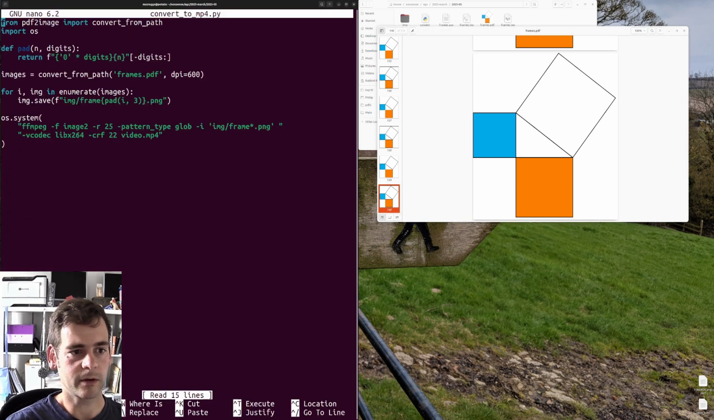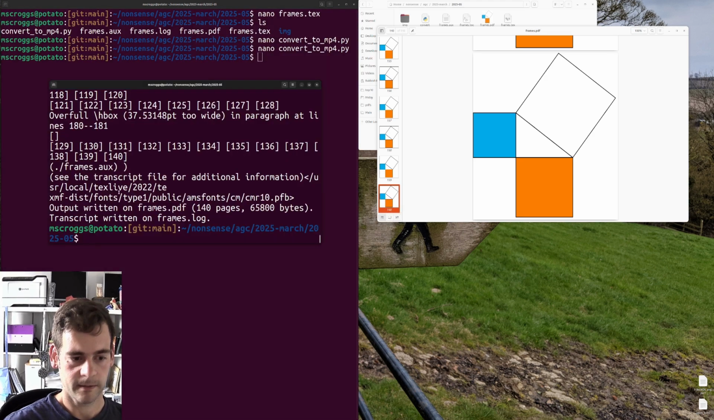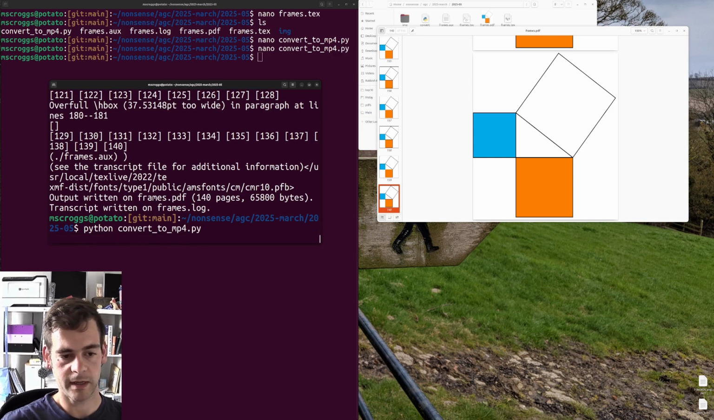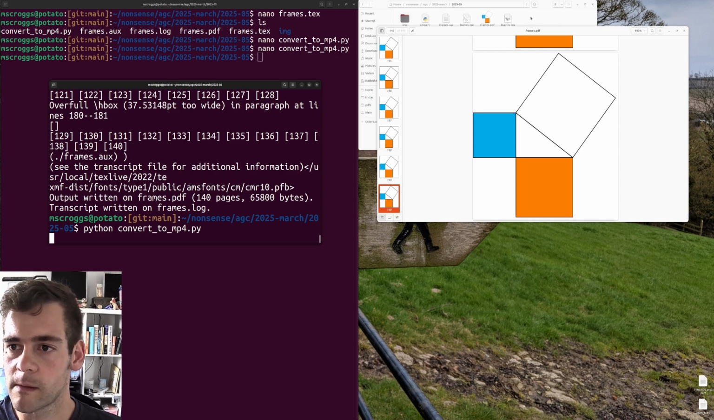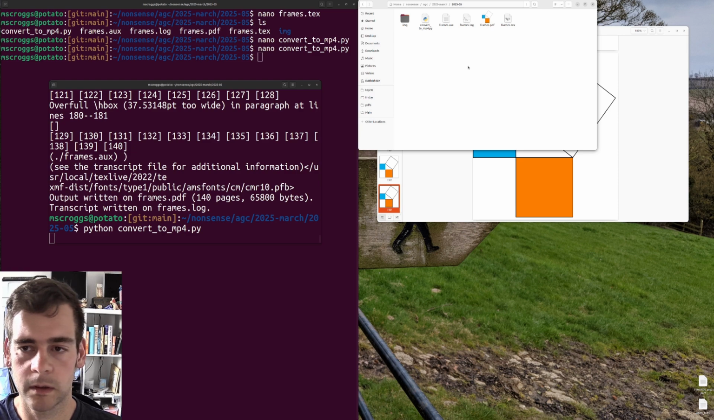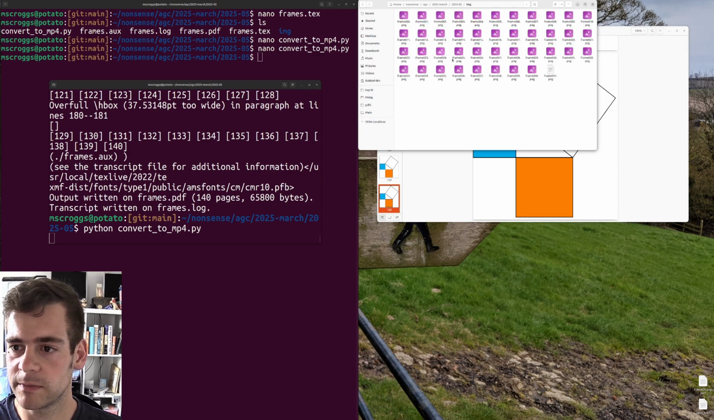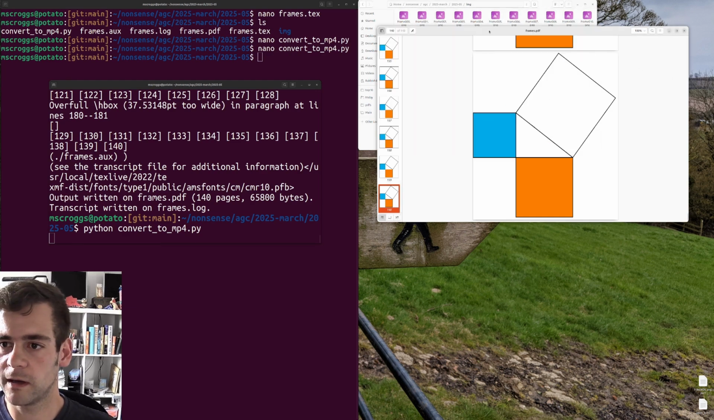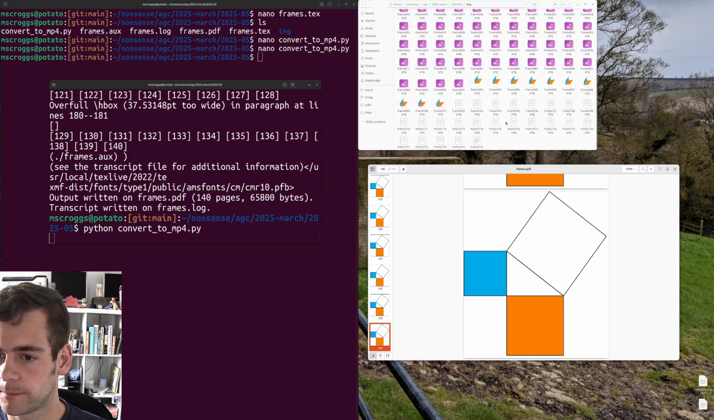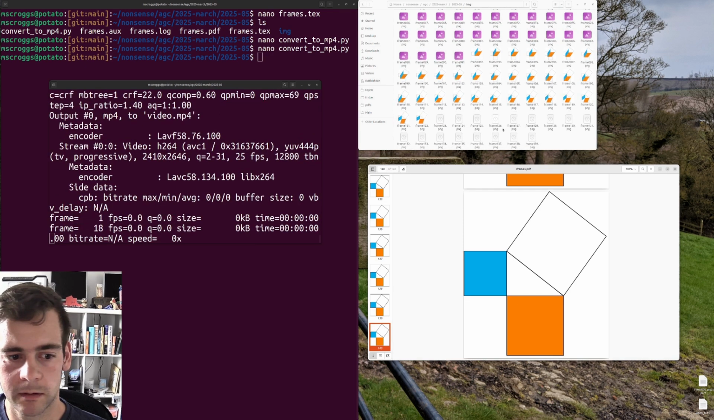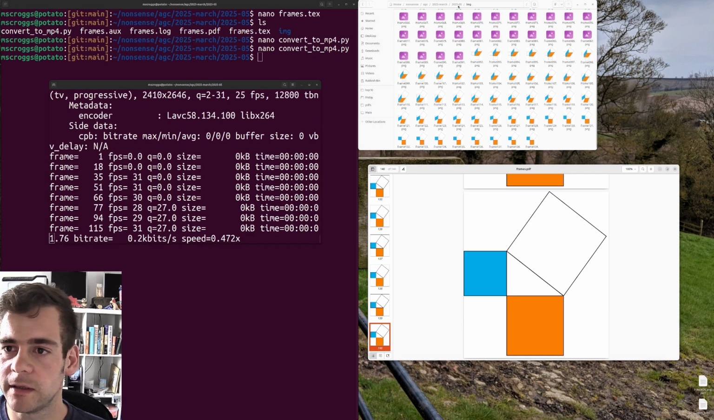And now I'm going to look at the convert to MP4 script. Hopefully it will just work. Did I call it frames.pdf? I call it frames.pdf. So if we're lucky, we'll run this convert to MP4 script and this will spit out a video file. So it takes its time because we can watch it making these frames. There are 140 frames in this video, and it's up to 70. And now it's going to make the video.